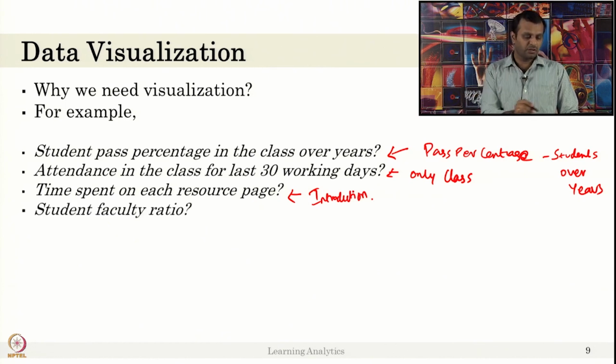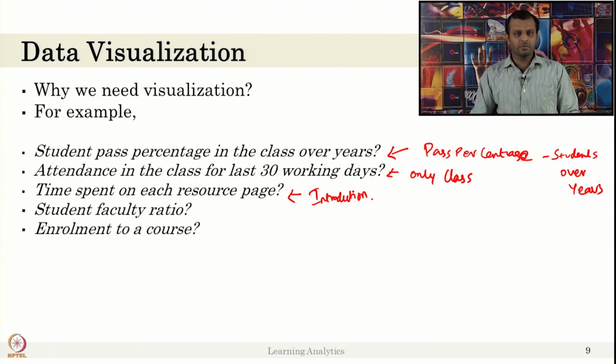and if you want to go for academic analytics, like the student-faculty ratio, it might help the institutes or the authorities to take decisions. Also the enrollment to a course will help the academic analytics to decide which course to offer next year or which course not to offer next year. So, the data can be at different levels based on what the research is, what the research questions are, and whom you are going to share the data with.